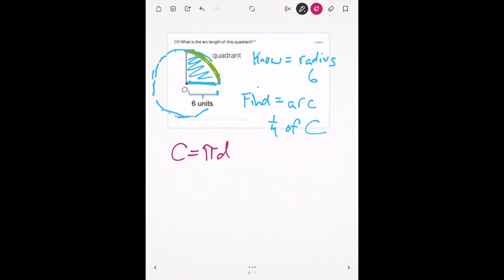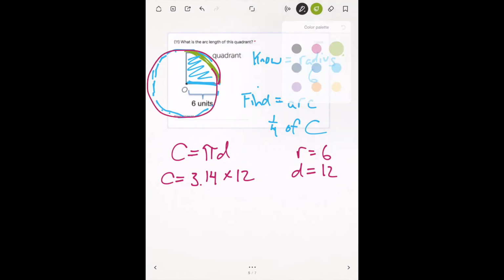But we don't know the diameter. We know that the radius is 6. So the diameter is twice 6, which is 12. We're going to do C equals, for pi once again, 3.14 times the diameter 12. Except that would give us the full circumference all the way around this shape. We don't want that. We only want the arc length of the quadrant. We only want this piece.